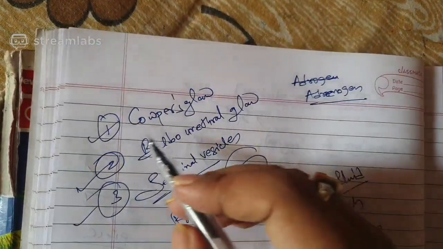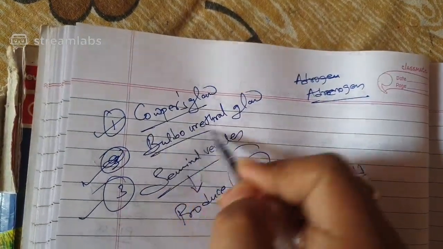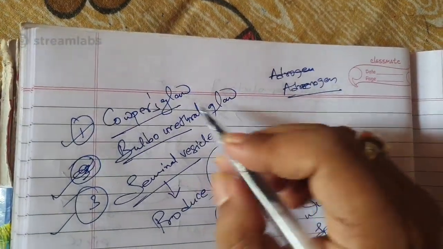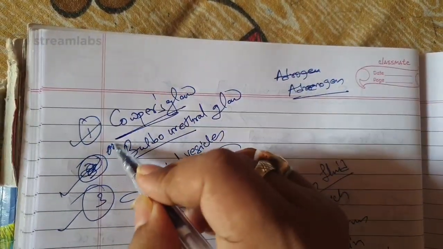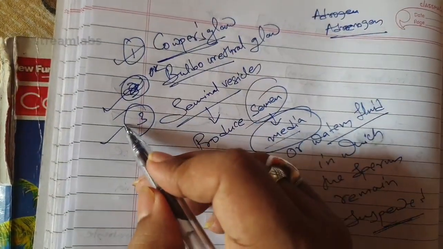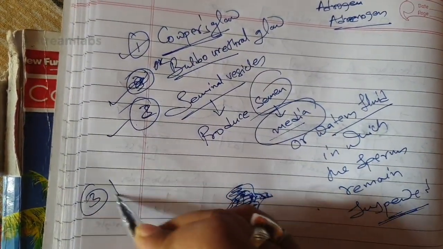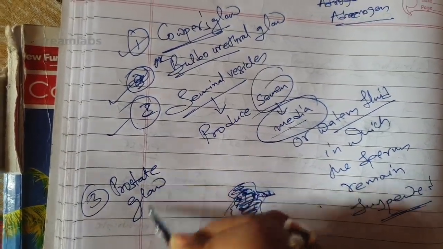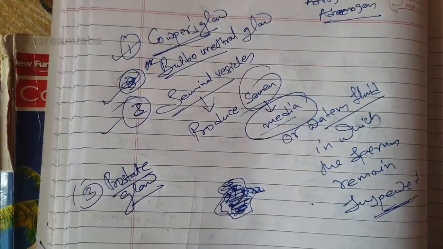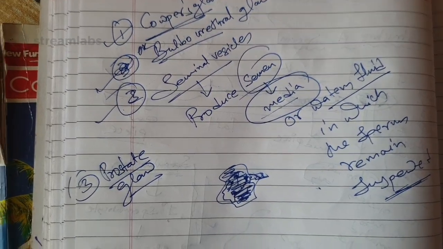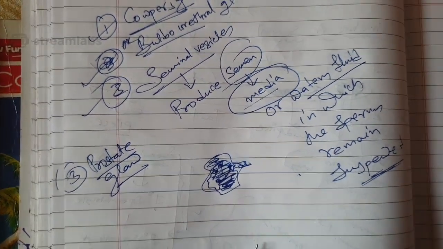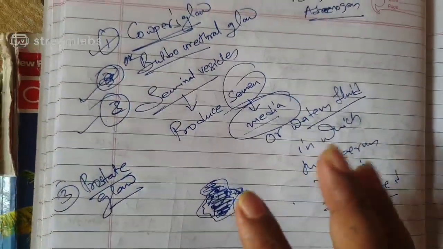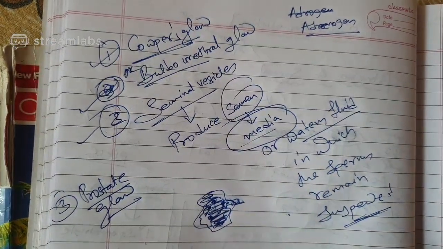One thing, I have made a mistake here. Cowper's gland is also known as the bulbourethral gland. The three glands are: number 1, Cowper's gland or bulbourethral gland; number 2, seminal vesicles; and number 3, prostate gland. Sorry, I made a mistake there, but I have corrected myself. I hope that you understand.